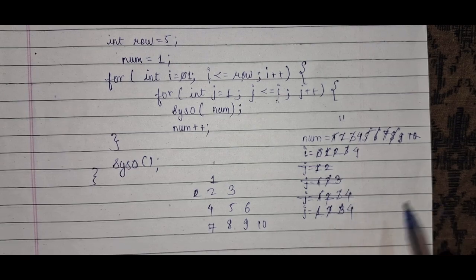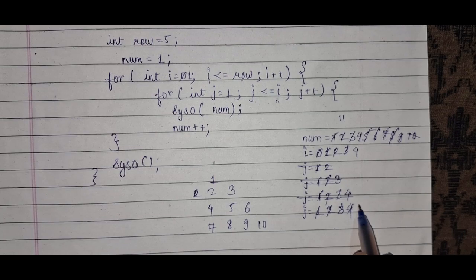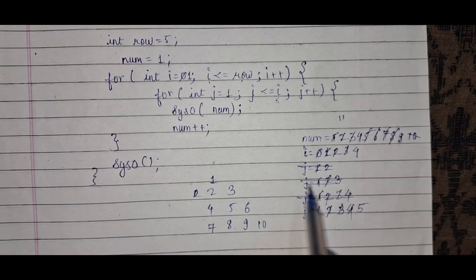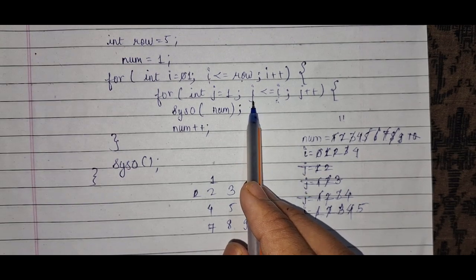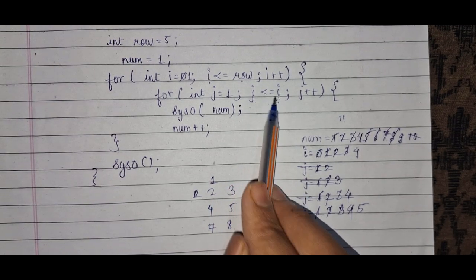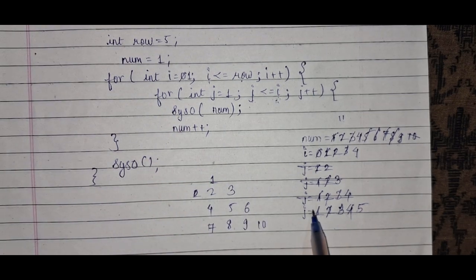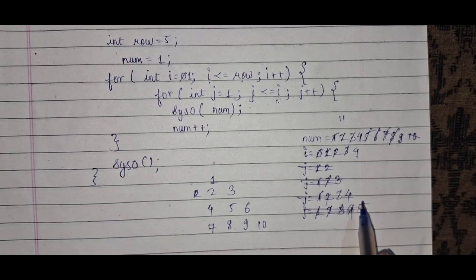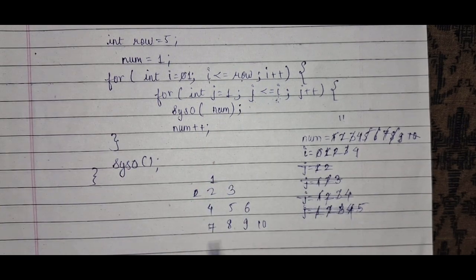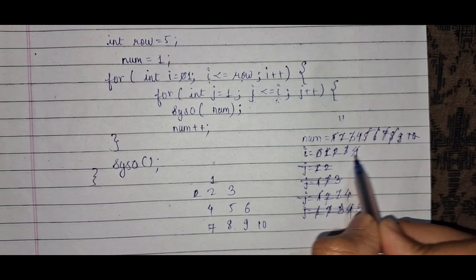And update j's value here. j's value has been updated. Now j's value has become 5. Now it will check the condition. Is 5 less than or equal to 4? The condition will be false, and the inner loop gets terminated, and i's value gets updated. Now i's value has become 5.